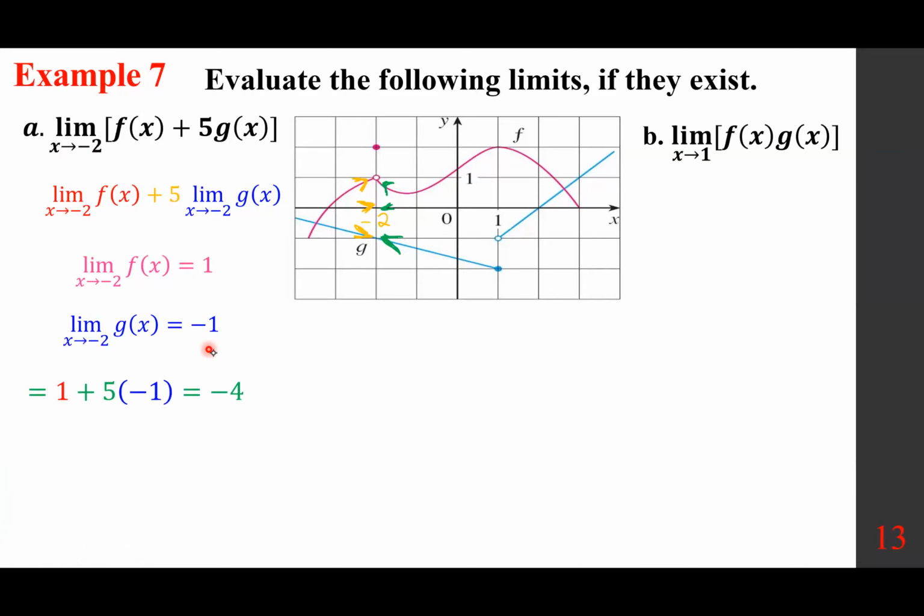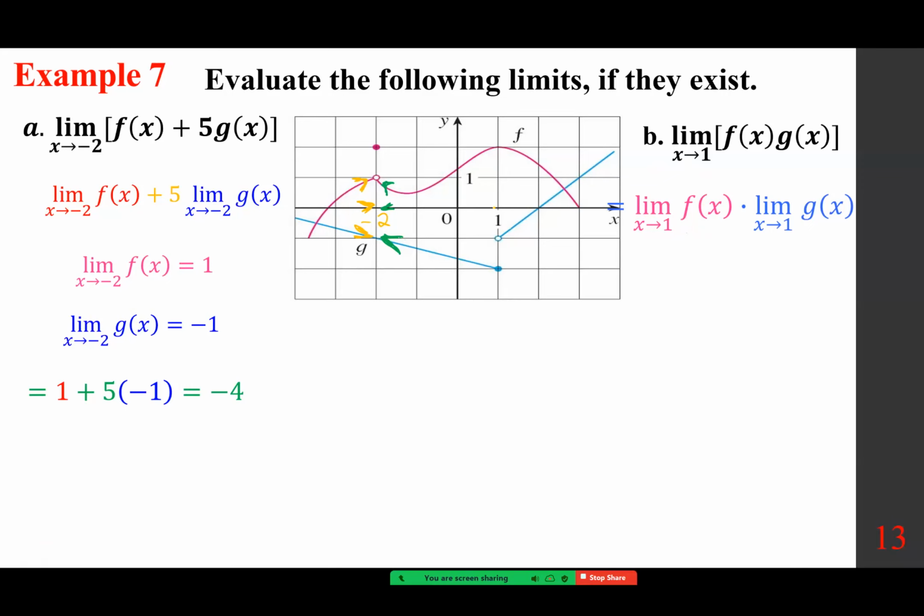The limit of f of x times g of x as x approaches 1. Again, let's separate them first. The limit of f of x as x approaches 1 times the limit of g of x as x approaches 1. So we want to work on this, everybody. What is the limit of f of x as x approaches 1? +2. Beautiful.